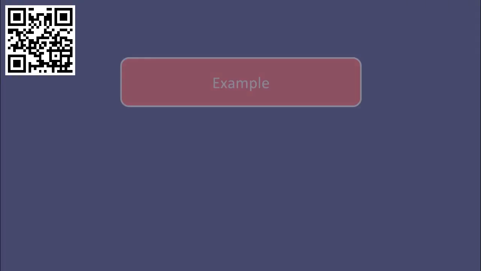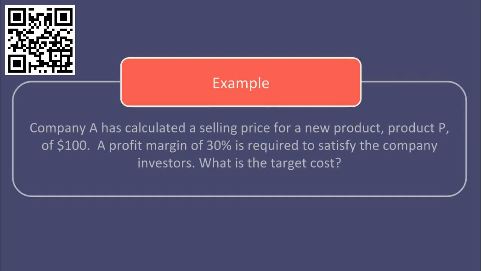Let's see the target costing process in action by way of an example. Company A has calculated a selling price for a new product, product P, of $100. A profit margin of 30% is required to satisfy the company investors. The question is, calculate the target cost.